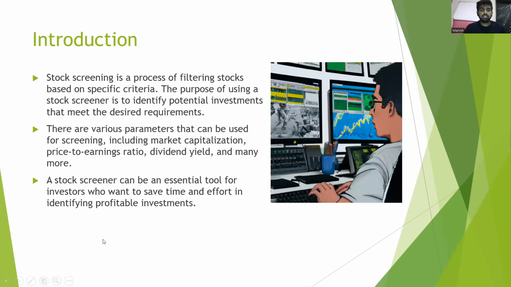A stock screener is a process of filtering stocks based on specific criteria. Different people need different types of stocks, so according to their criteria, they filter and search, and they get their stocks on the screen. The purpose of using a stock screener is to identify potential investments that meet the desired requirements. There are various parameters that can be used for screening: market capitalization, price to earning ratio, dividend yield, and many more. A stock screener can be an essential tool for investors who want to save time and effort in identifying profitable investments.